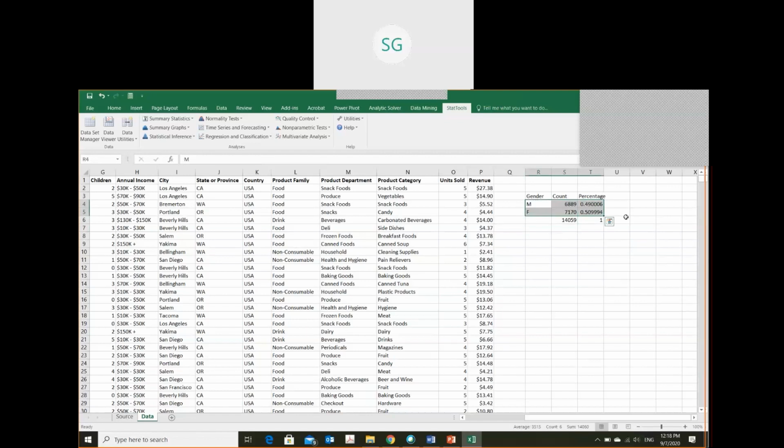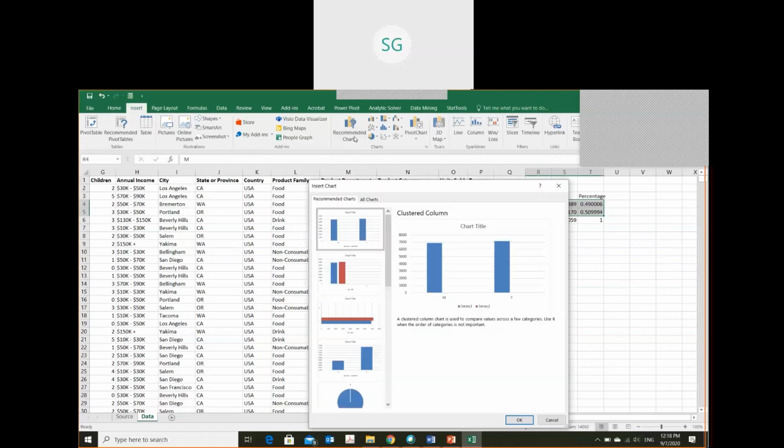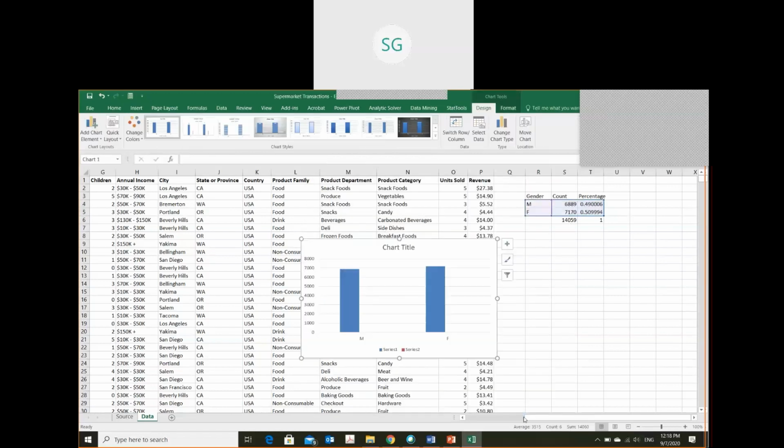And we can show them on a bar chart. We have two categories, male and female. We can go to insert, recommended chart. The best method to represent two categories is the bar chart. That's how we work with categorical data.